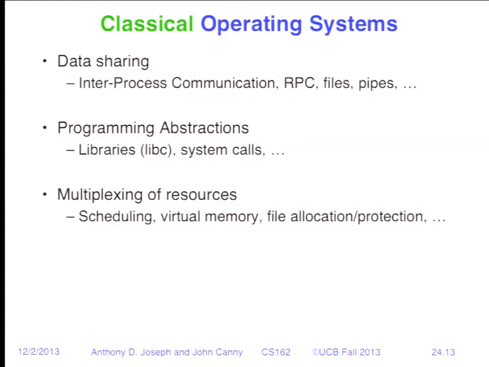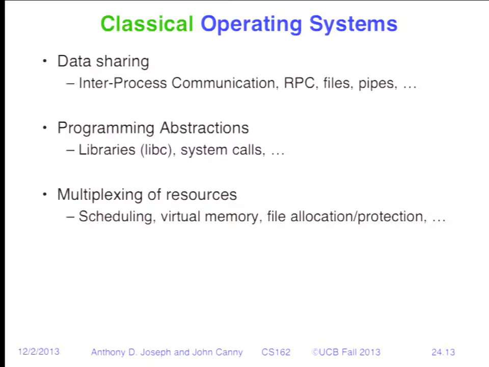In a classic operating system, I have data sharing. We looked at inter-process communication. We looked at remote procedure call. We have files. We can communicate through the file system. We have pipes. I can pipe from one program into another program. We have programming abstractions. We have libraries and system calls. We implemented system calls earlier in this class. We have multiplexing of resources.